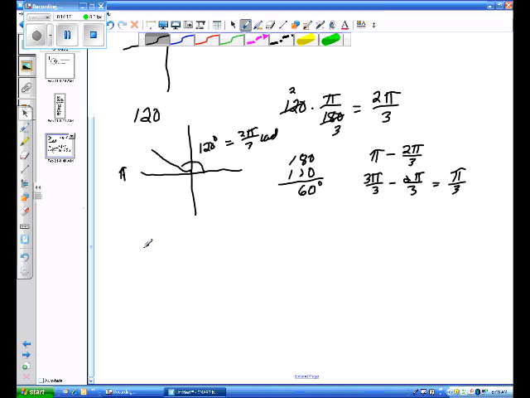Okay, let's look at 300 degrees. We draw our angle in standard position.